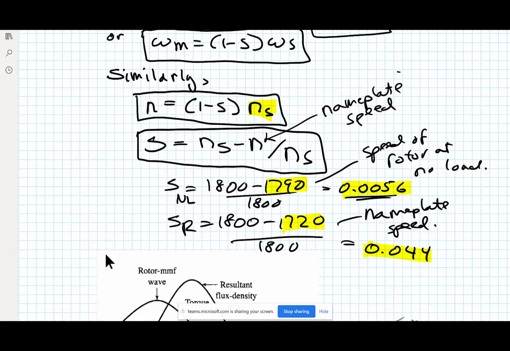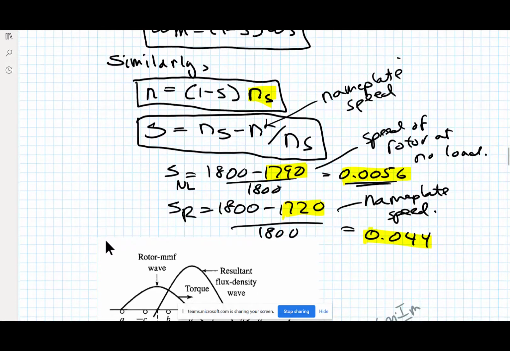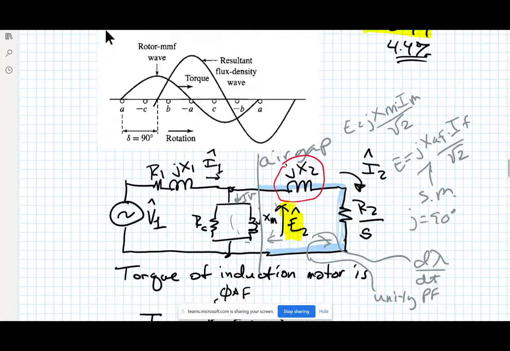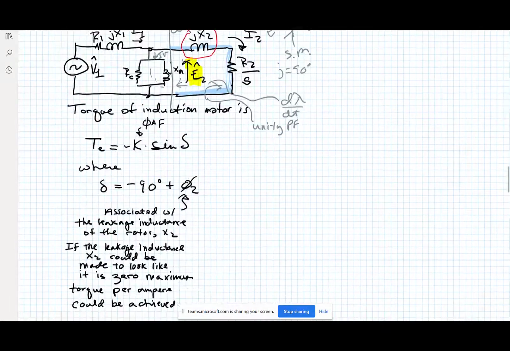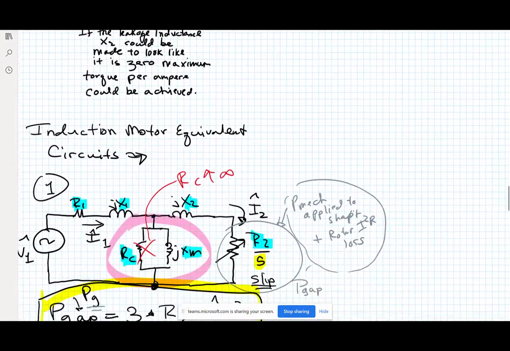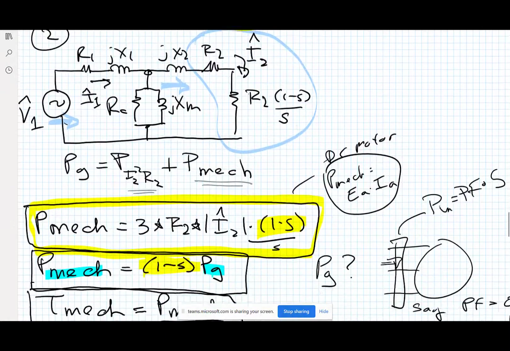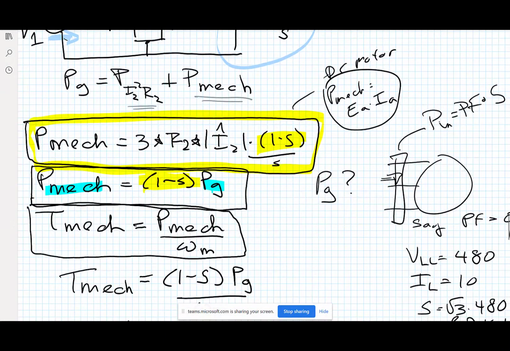And sometimes people will say these are in percent. So this would be 4.4%. And this is 0.56%. Does that make sense? Yeah. Okay, so we've done a lot of just kind of engineering things. Let's just do a plug and chug problem here. I got one more thing to introduce.